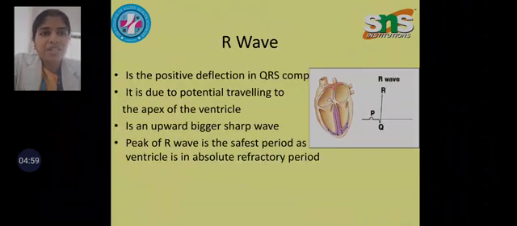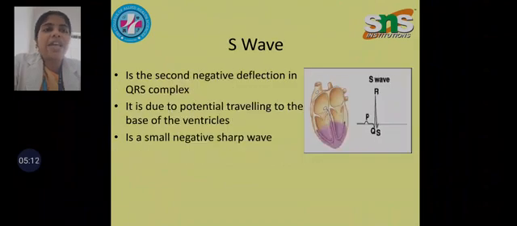R wave is a positive deflection in the QRS complex, due to the potential traveling through the apex of the ventricle. It is an upward, bigger, sharp wave, and the peak of the R wave is the safest period as the ventricle is in absolute refractory period. S wave is the second negative deflection in the QRS complex. It is due to the potential traveling to the base of the ventricle. It is a small negative sharp wave.